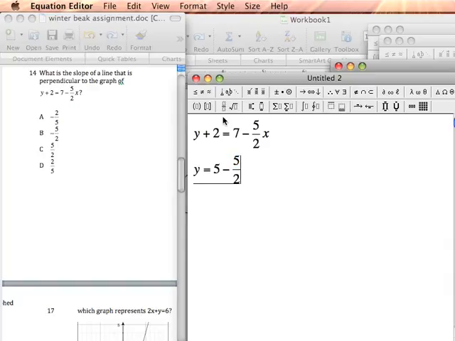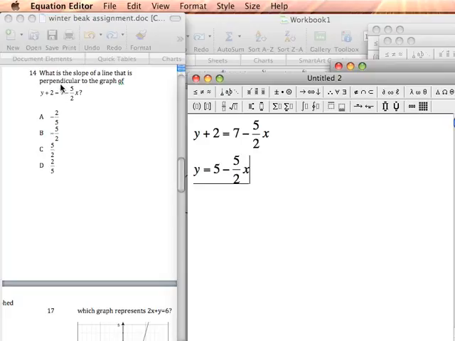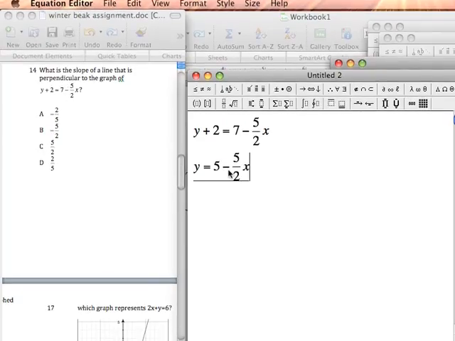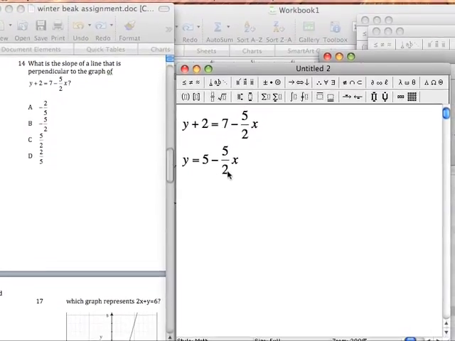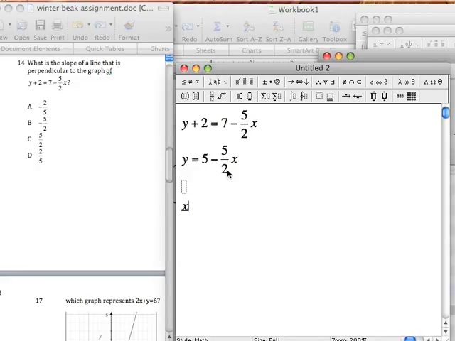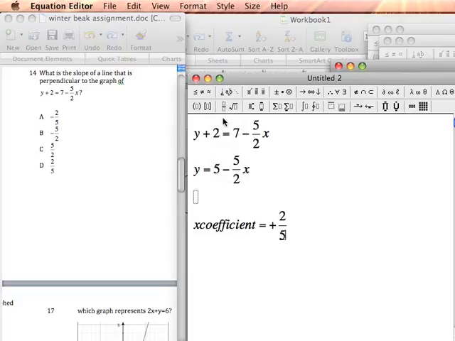5 over 2x. Now, this x coefficient is negative 5 over 2, but when it's perpendicular, now this negative has to be positive, and I need to flip the numerator and denominator. So really what I'm looking for is the x coefficient that is positive 2 over 5. So which one's positive 2 over 5? It's letter D. So letter D has to be my answer. I hope this helps.